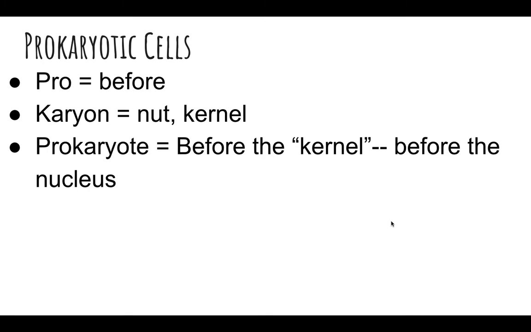Some etymology might help us remember what this means. Pro in this case is before, it's like pre. And karyon is a Greek word that means nut or kernel. The kernel that we're talking about is the nucleus. So prokaryotes are organisms that evolved before the kernel, before the nucleus. And that's why I made the point about them being evolutionarily older.